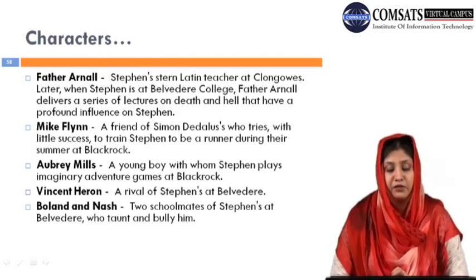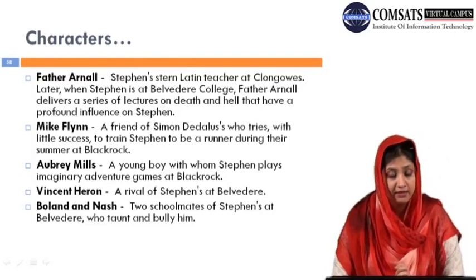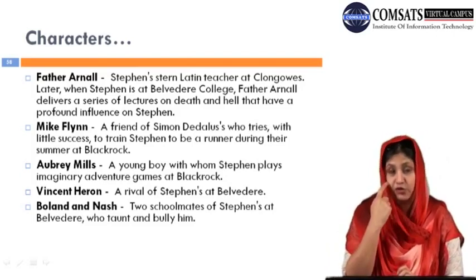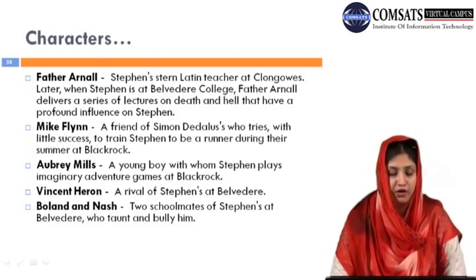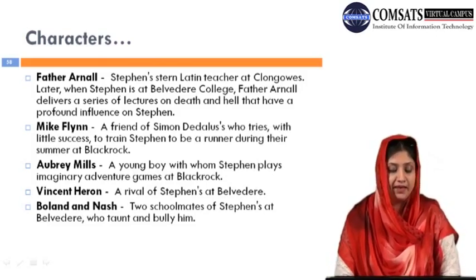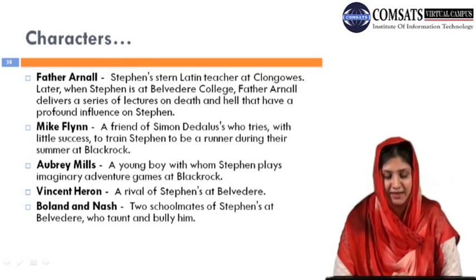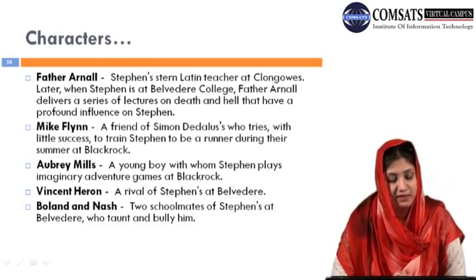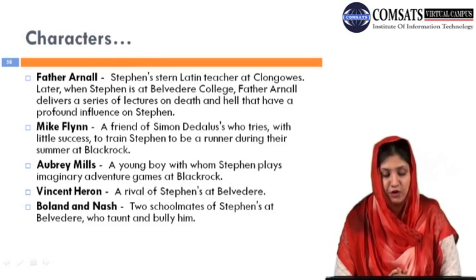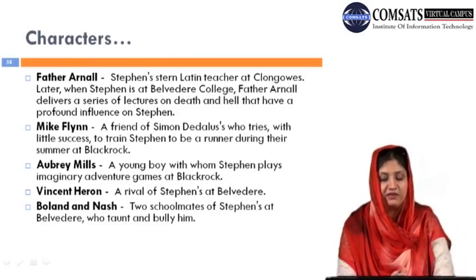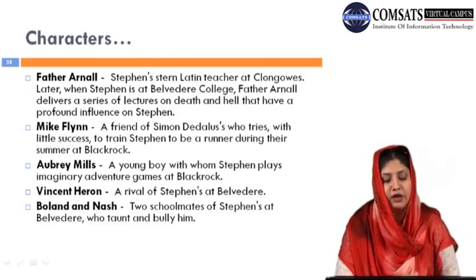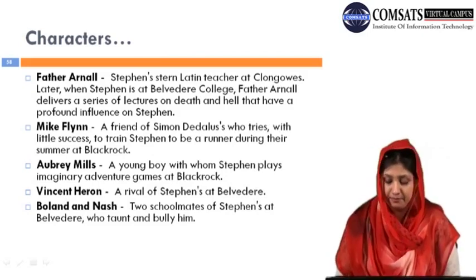Mike Flynn, a friend of Simon Daedalus, who tries with little success to train Stephen to be a runner during their summer at Black Rock. Aubrey Mills, a young boy with whom Stephen plays imaginary adventure games at Black Rock. Vincent, a rival of Stephen's at college during his graduation. And Boland and Nash, two schoolmates of Stephen's at Belvedere, who taunt and bully him.